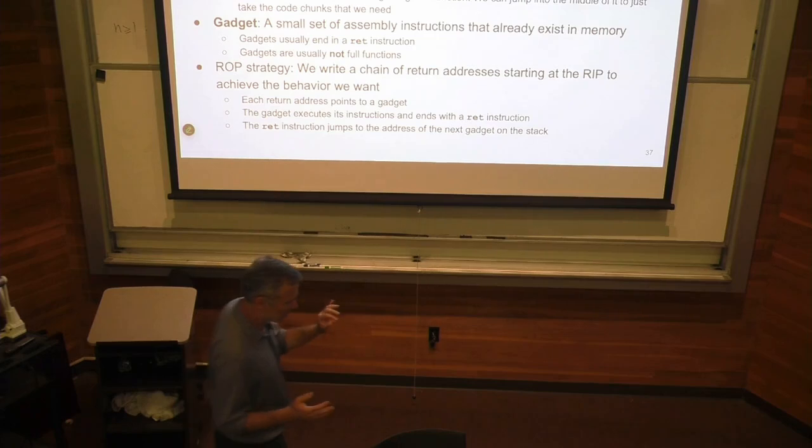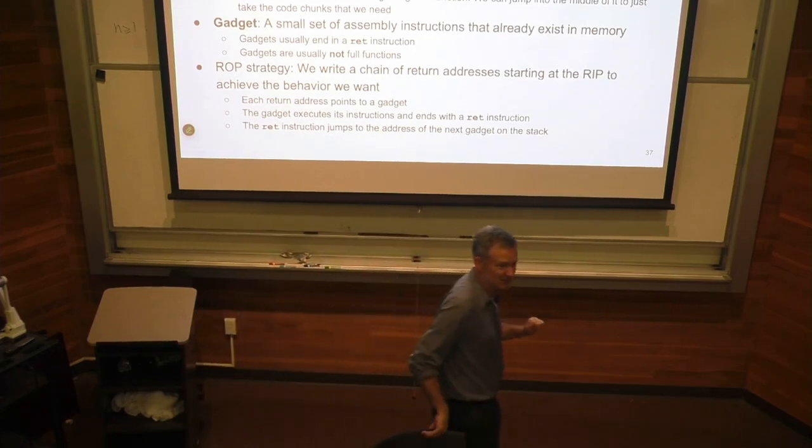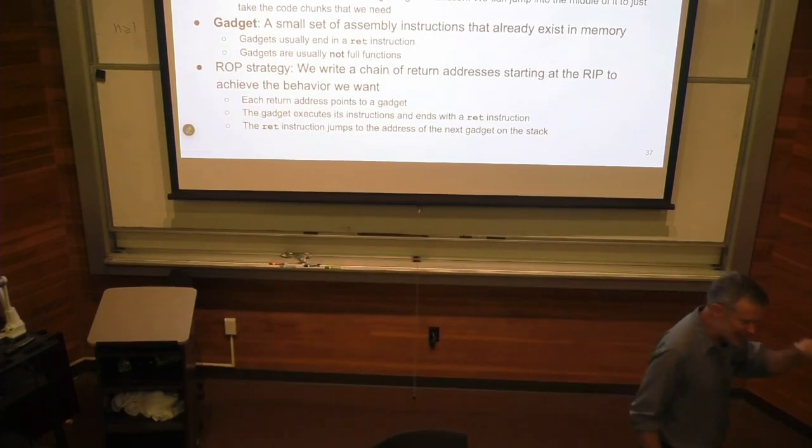What ROP does is it's like a generalization of return into libc, where the attacker can do return into libc, but after they finish running one function, then they can run another and another and another. So they're not limited to just calling one function. They can call any number of them, chain any number of them in sequence.